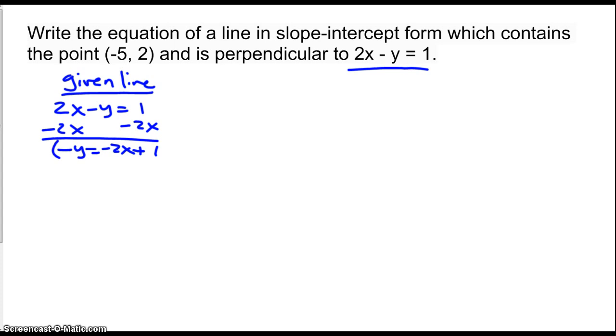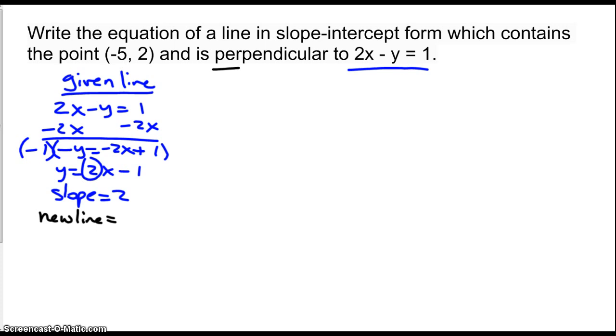Then let's multiply everything by negative 1 so that we can change all the negatives to positives. And so we'd have y equals 2x minus 1. So the slope here is 2. And so what that means is for my new line, I need this to be perpendicular to this line. So the slope here would have to be, let's see, the negative reciprocal. Well, first of all, it's negative. And if I think of this 2 as 2 over 1, then it would be 1 over 2. So I need the new line slope to be negative 1/2.